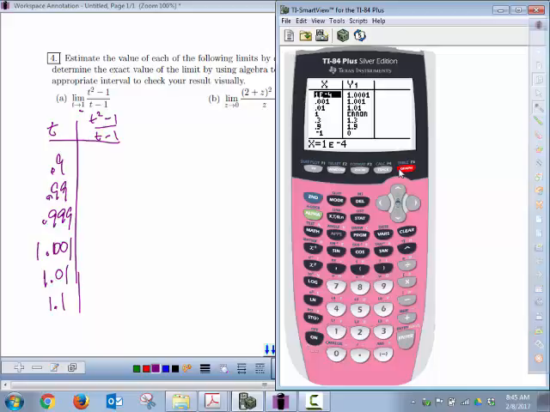Now I have some values here already, but I want to put in the values that I have, like 0.9, 0.99, 0.999. And I kind of see a pattern over there, and I'm going to go with 1.001. And then notice, just for fun, let's try to put 1 in, it gives you an error, right? So that's what we have.